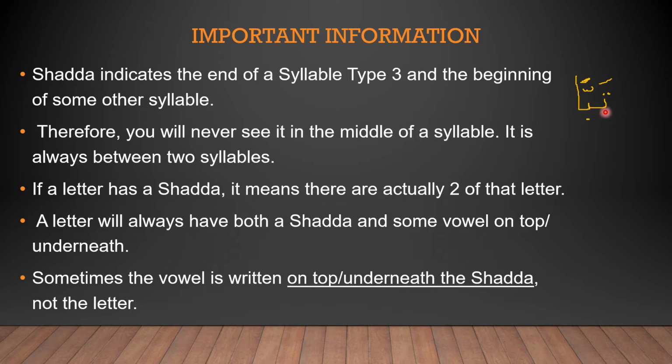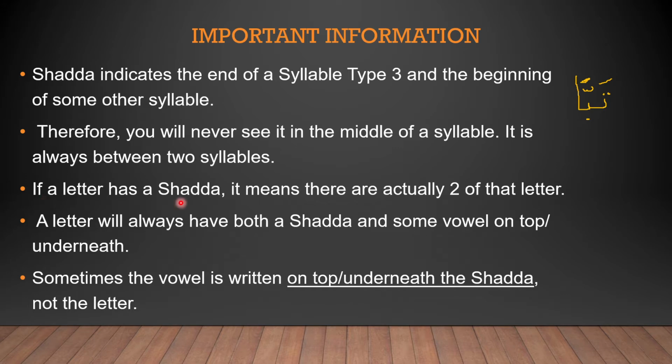So we see that tab, ta fatha ba sukun, tab. But then ba alif becomes ba. So this means tabba. So this is a combination of syllable type 3 and type 2. So Shadda indicates the ending of syllable type 3 and the beginning of some other syllable, whether that's syllable type 1 or 2. Therefore, you will never see it in the middle of a syllable. It is always between two syllables, which is why it's called a bridge of syllables.